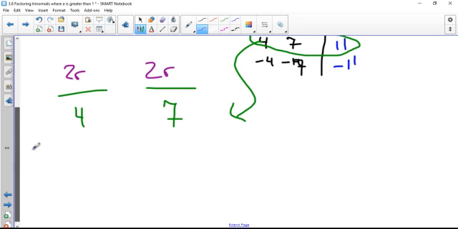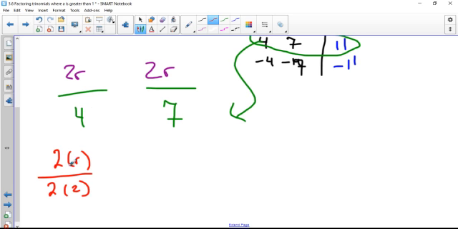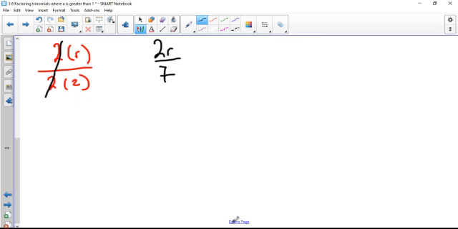Now we look at reducing. Well, the 2r and the 4, we have a common factor of 2. So I'm going to factor 2 from my r and 2 times 2 to give me the 4. And notice I can cancel off these 2's. So I'm left with just r over 2. 2r over 7, nothing I can reduce there. So then that's all it is. My answer is r plus 2 times 2r plus 7.